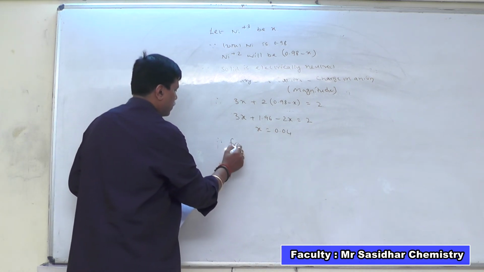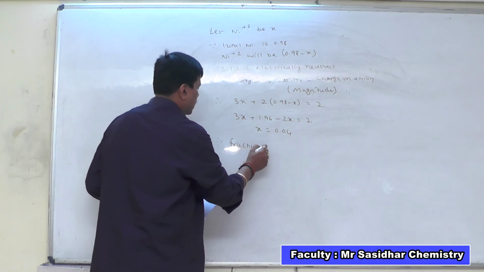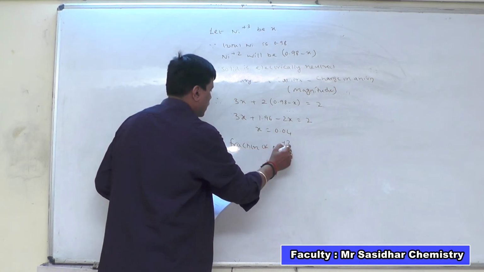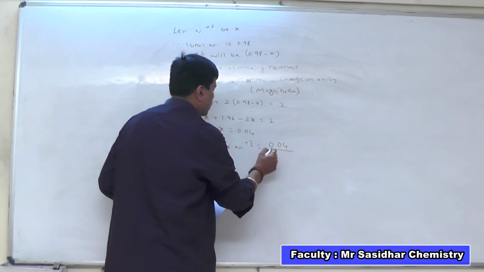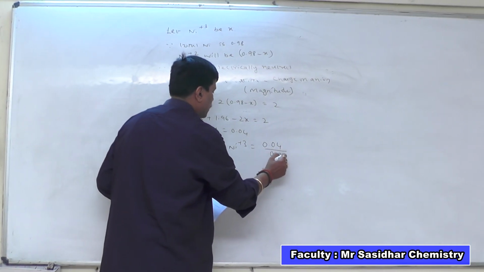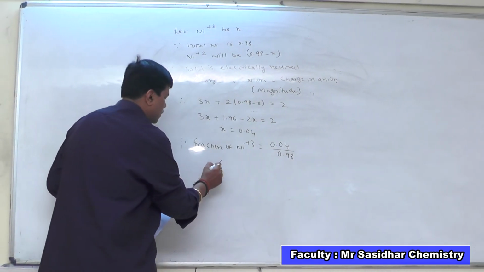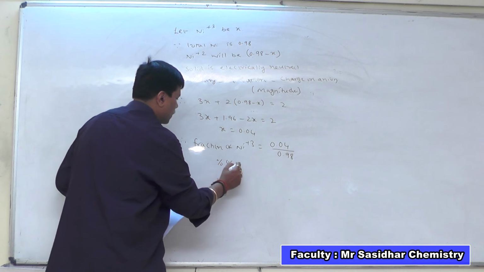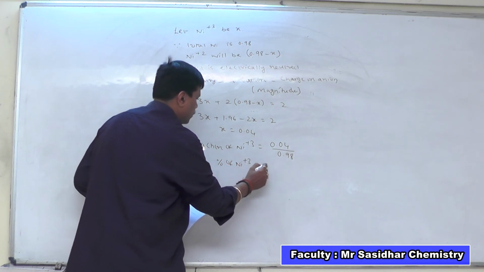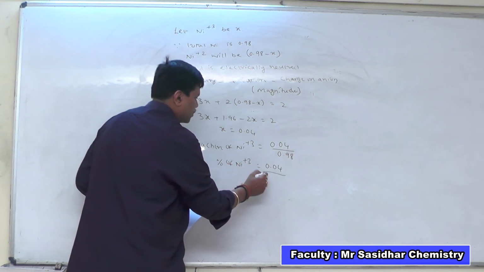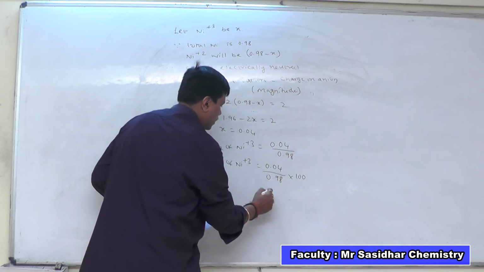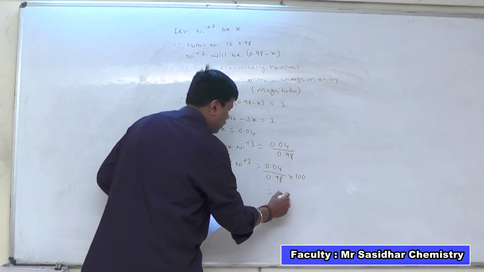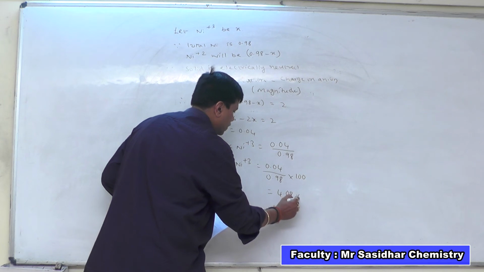Therefore, fraction of Ni plus 3 will be 0.04 by 0.98. The percentage of Ni plus 3 will be 0.04 by 0.98 into 100. So this comes to be 4.08%.